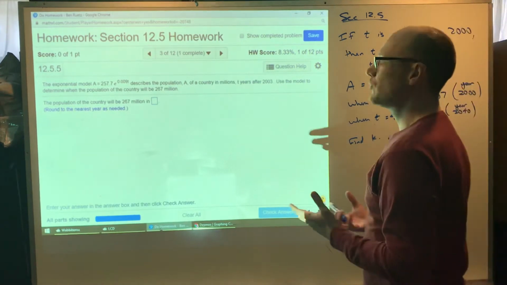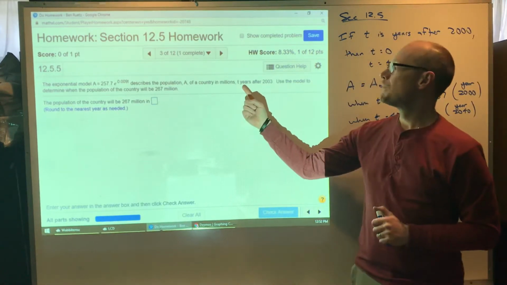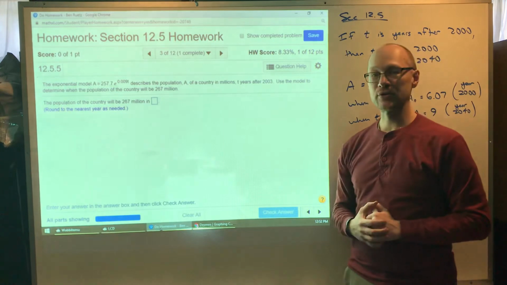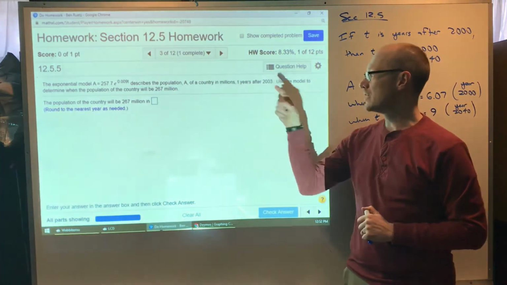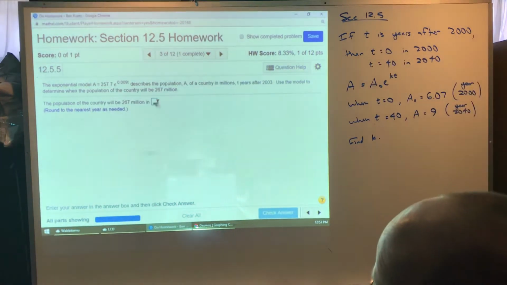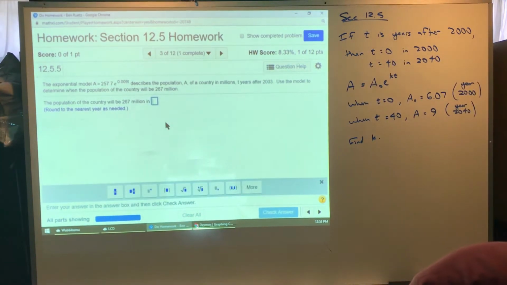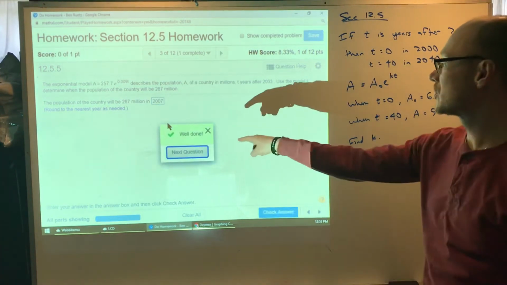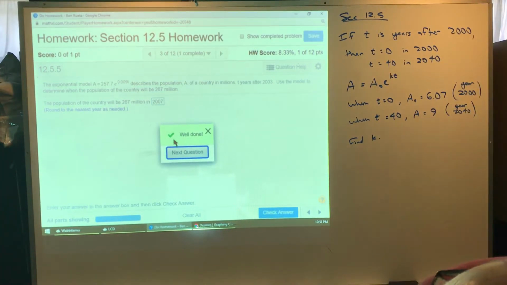Well, if t equals 4, what does that mean? That means t years after 2003. 4 years after 2003 is 2007. So our answer should be, when will the population be that? It should be in 2007. If it's not, I will eat my socks. Sweet, it is correct. So then I move on to my next question.